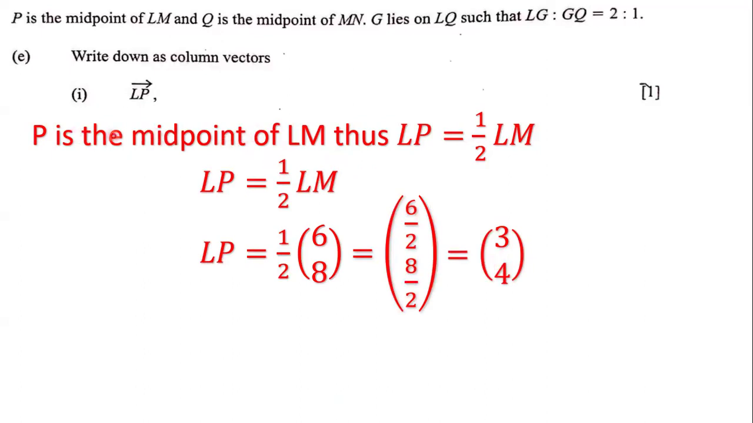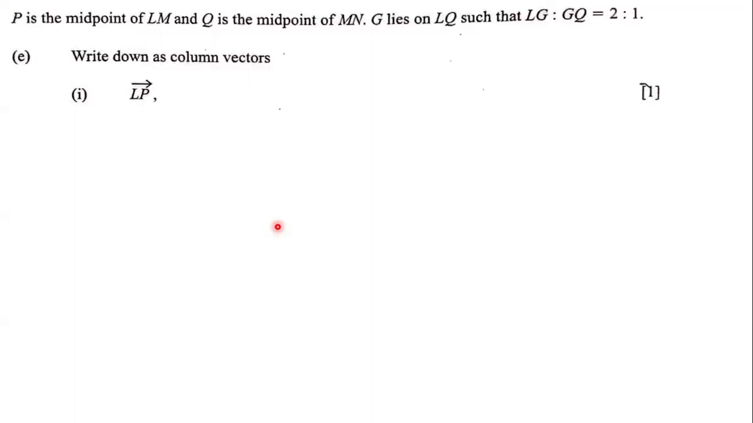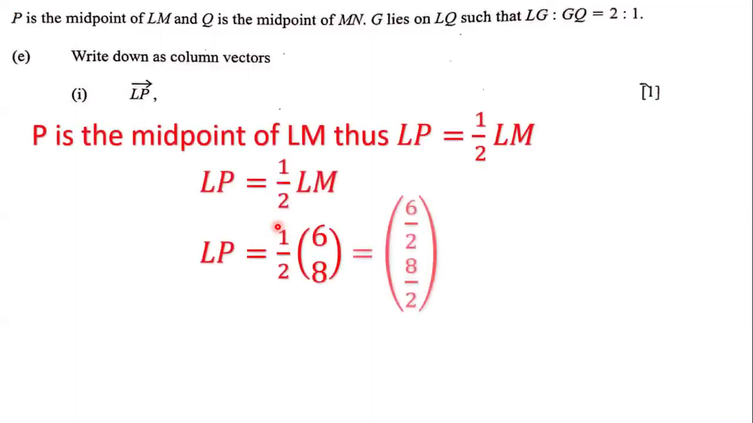I said, okay, P is the midpoint of LM. So this is how I actually showed the working. I showed you how to do it graphically, but in this instance I went ahead and wrote down the working. So if P is the midpoint of LM, that means that LP must be half of LM. And that makes sense because P is the midpoint.